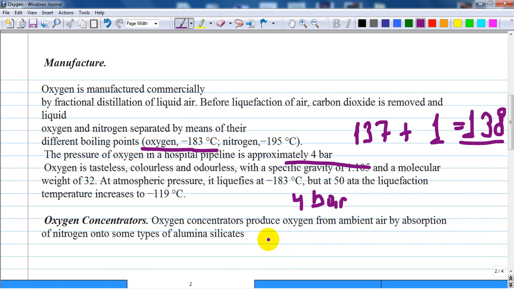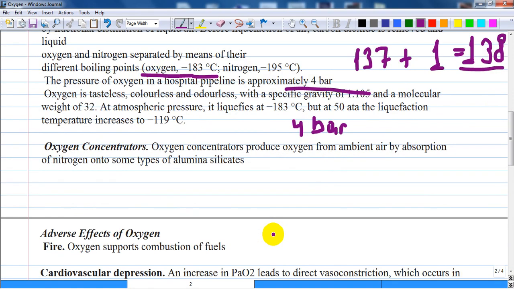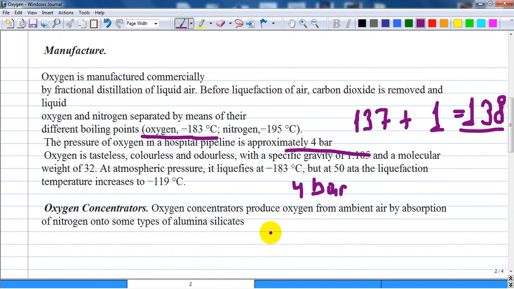I want to add some information regarding the properties of oxygen. It is tasteless, colorless, and odorless, with a specific gravity of 1.105 and a molecular weight of 32. At atmospheric pressure, it liquefies at minus 183 degrees Celsius, but at 58 the liquefaction temperature increases to minus 119.